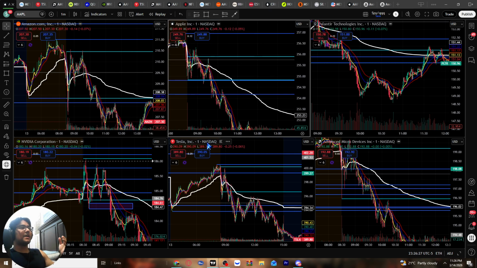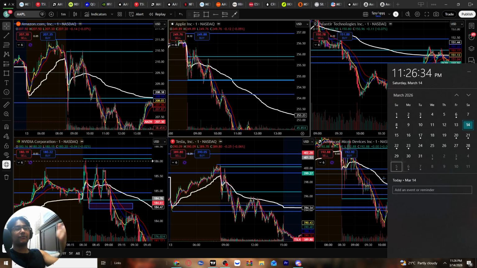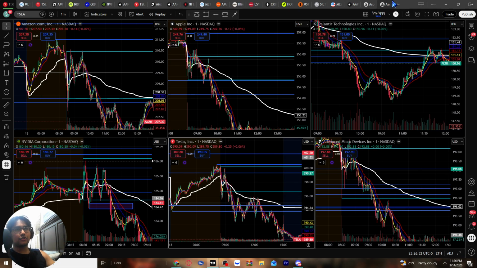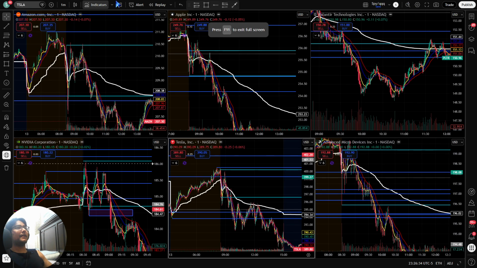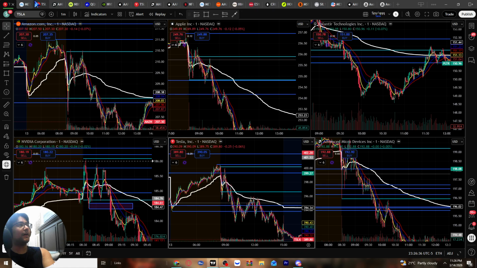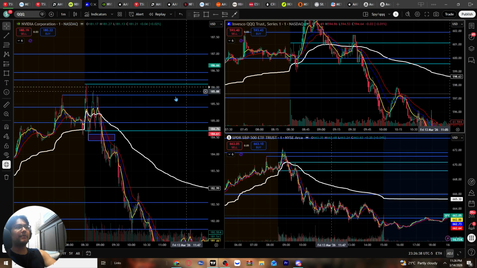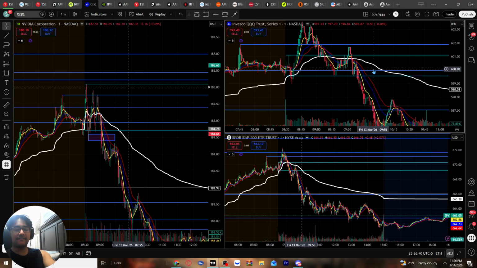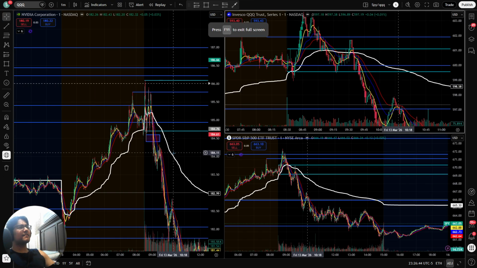So what's a good example, right? This is the price action we had on March 13th. If you guys want to open up the charts yourself, you can. So let me pull up Nvidia compared to QQQ and SPY, so we understand how to use these to our advantage, right? So where's Nvidia opening up?